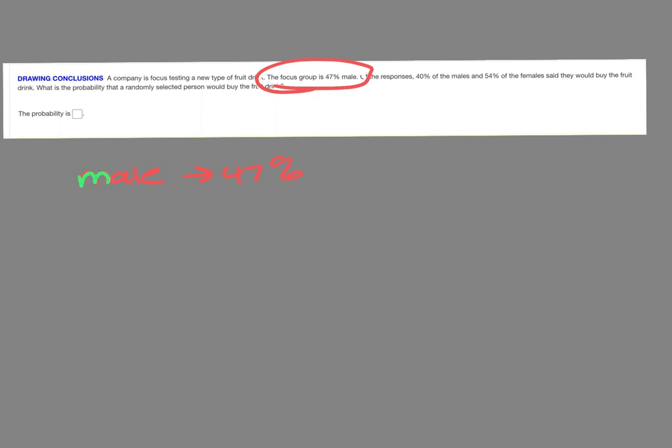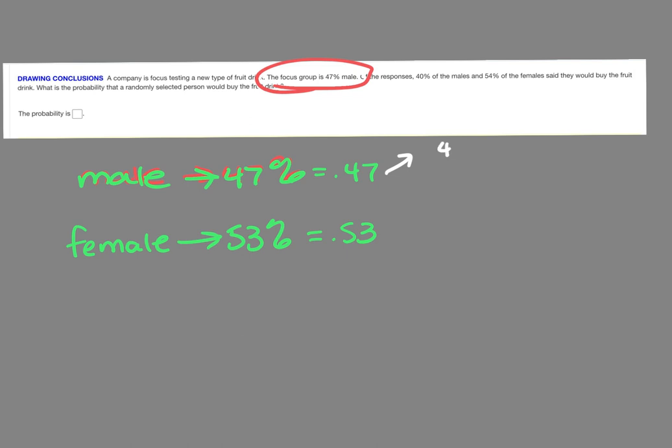47 would be male, and female, 53. Or 0.47 and 0.53 in decimal format. Then, from the responses, 40% of the males and 54% of the females said they would buy it. So of this, 40% said yes. And of this, 54% said yes.